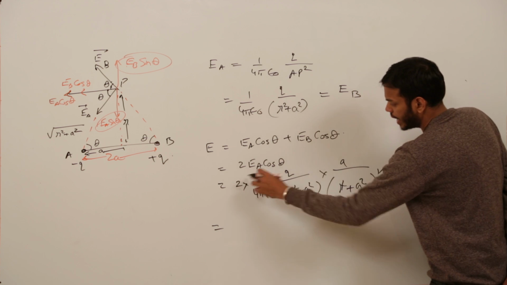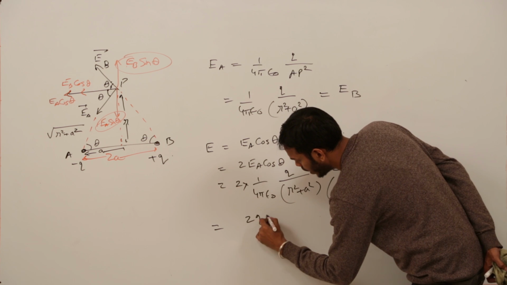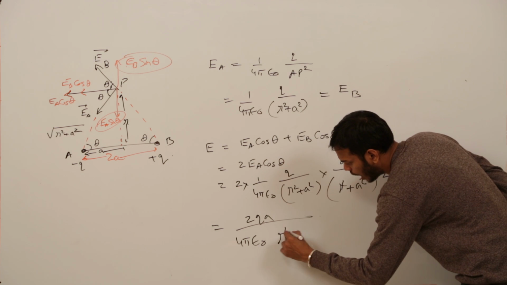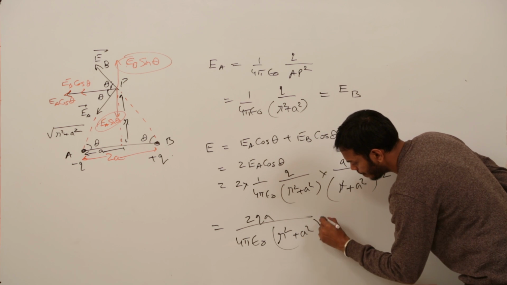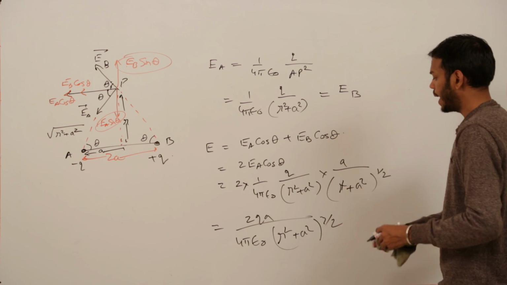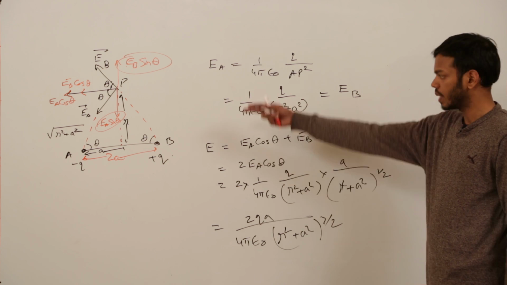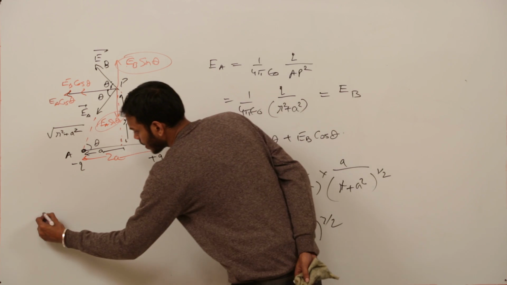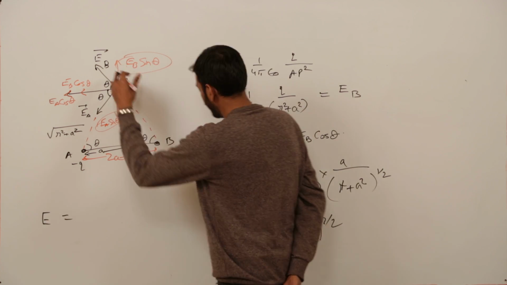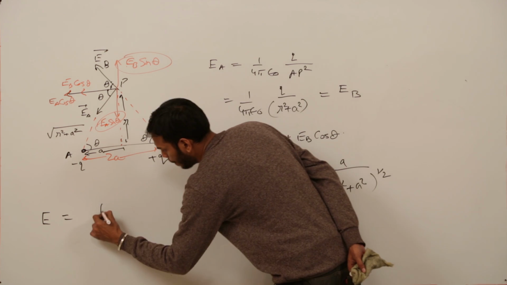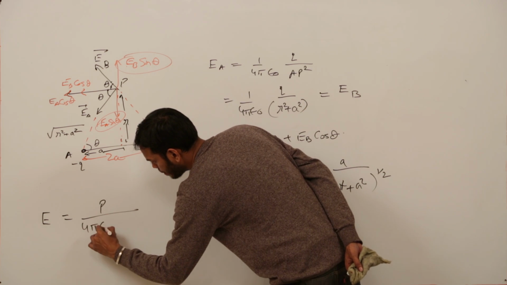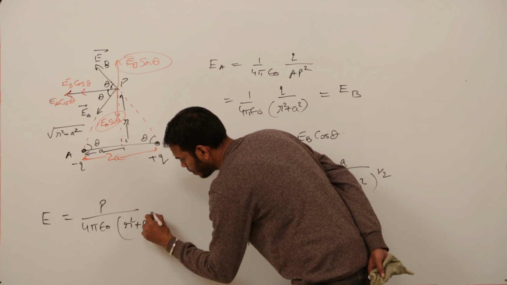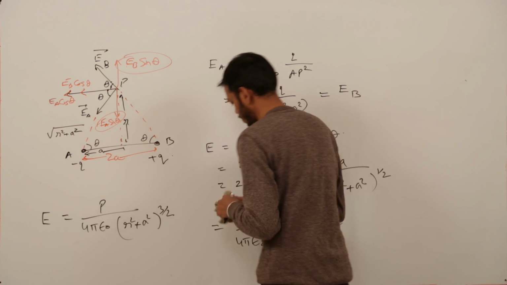So over there you are left with 2QA upon 4 pi epsilon naught R square plus A square power 3 upon 2. And this term is the dipole moment. So what is the final answer? Net electric field due to dipole on equatorial point is P over 4 pi epsilon naught R square plus A square power 3 upon 2. This is your final answer.